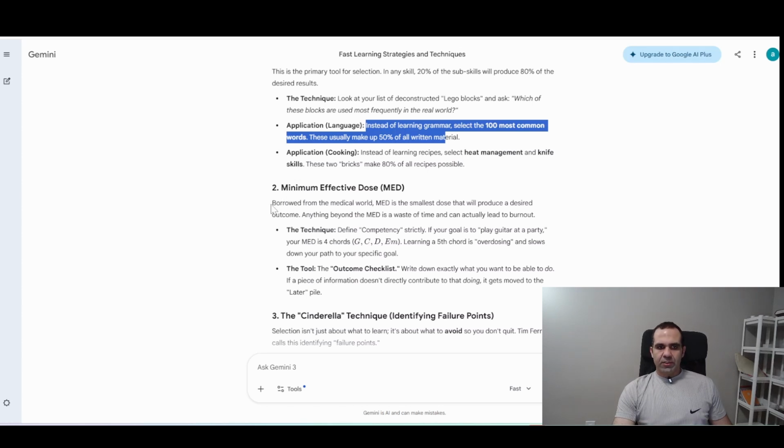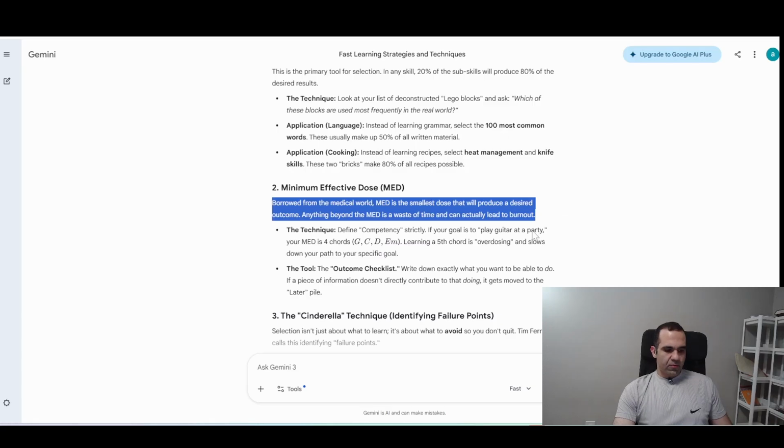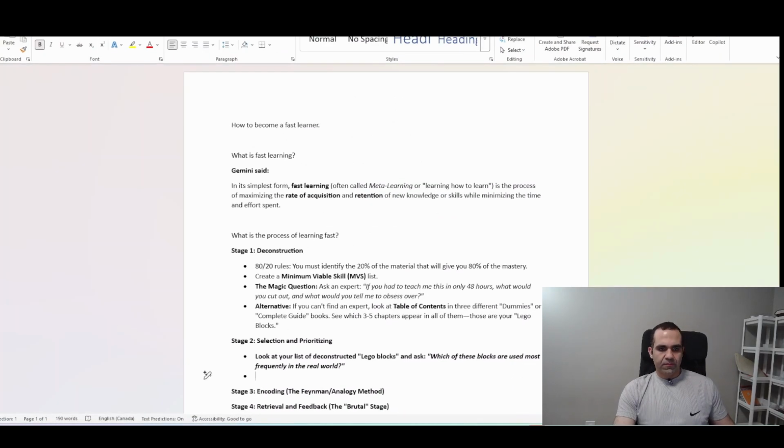So it's the other technique borrowed from the medical world. MED is the smallest dose that will produce a desired outcome. Anything beyond MED is a waste of time. So find out MED.